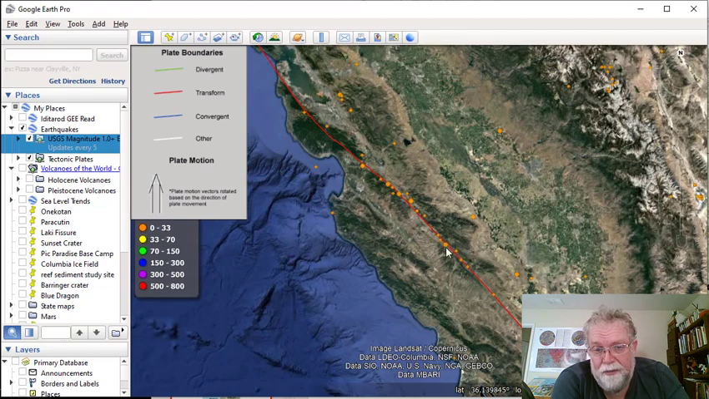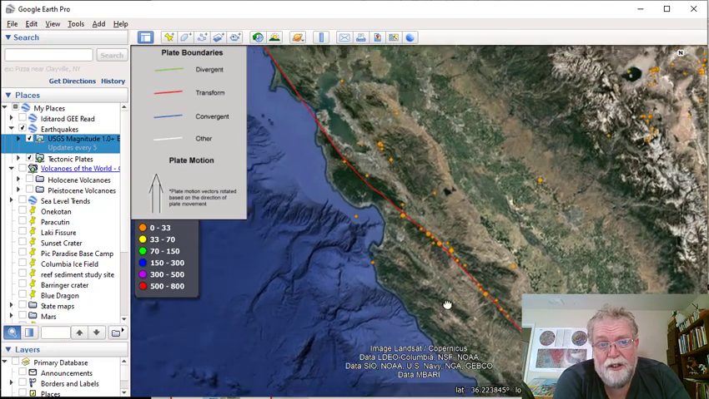We'll talk about this when we talk about earthquakes, but you really don't start feeling an earthquake until it's a 4. Okay, no one really feels a 2 or a 3. They just don't. Okay, and so you can see.